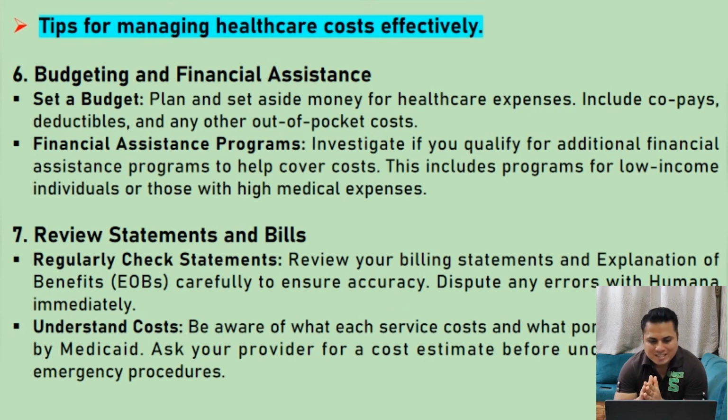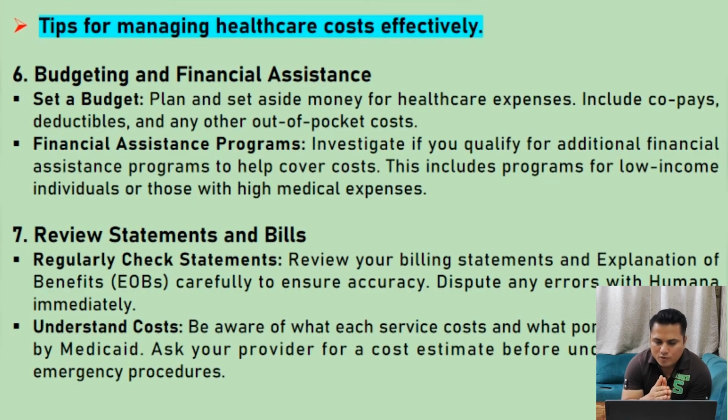Number six, budgeting and financial assistance. Set a budget. Plan and set aside money for healthcare expenses, including copays, deductibles, and any other out of pocket costs. Financial assistance programs. Investigate if you qualify for additional financial assistance programs to help cover costs. This includes programs for low income individuals or those with high medical expenses.